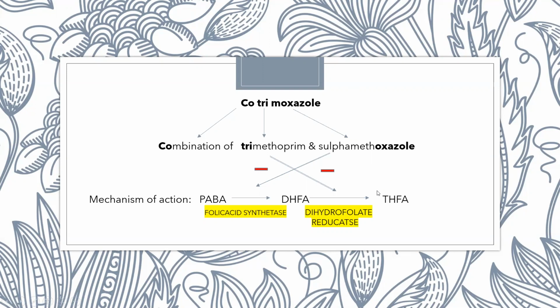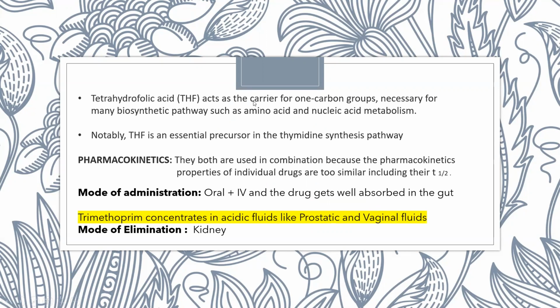And this particular THFA has an important role in that bacterial cell. It acts as a carrier for one carbon groups, and it is necessary for many biosynthetic pathways such as amino acids and nucleic acids. So basically, this is required for amino acid production and also nucleic acid metabolism. And also this is an essential precursor in the thymidine synthesis pathway. So all these are very important pathways that are required by the bacterial cell in order to grow, to metabolize properly, and to replicate properly.